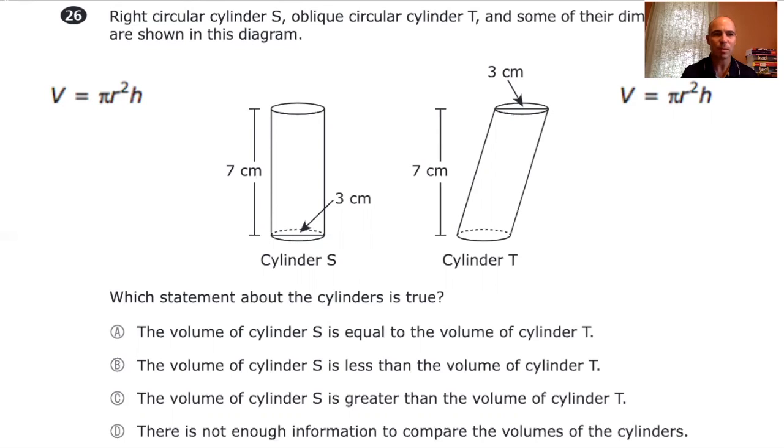First of all, the volume here is going to be equal to pi times r squared. If this is 3, that's going to be 1.5 squared. The height in both cases is 7. So over here, the volume is going to be pi times 1.5 squared times that height, which is 7.